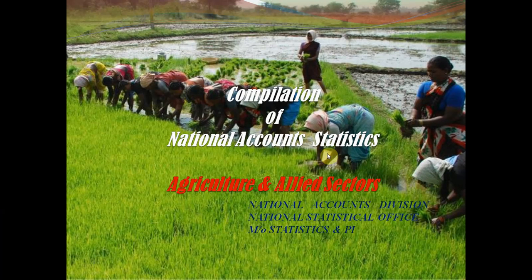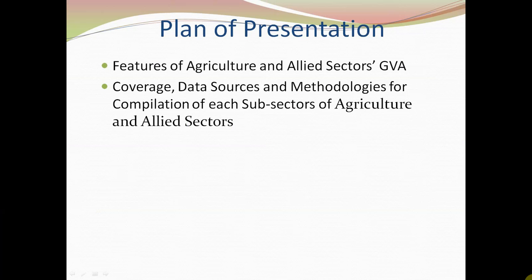सभी को नमस्कार. Today we will discuss the compilation of national account statistics for agriculture and allied sectors of the National Account Division, National Statistical Office, and Ministry of Statistics and Programme Implementation. Today, the plan of our presentation is the features of agriculture and allied sector GVA, along with coverage, data source, and methodologies for compilation of each subsector of agriculture and allied sectors.